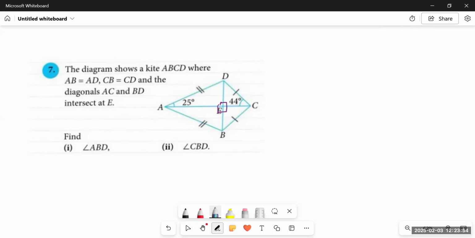Now they're saying the diagram shows a kite ABCD where AB is equal to AD. As you can see that these two lines are equal to each other. This is AB and this is AD. They are equal to each other, marked with two different lines. And similarly, CB is equal to, this is CB and this is DC. They are equal to each other.